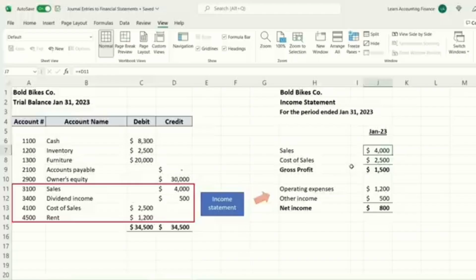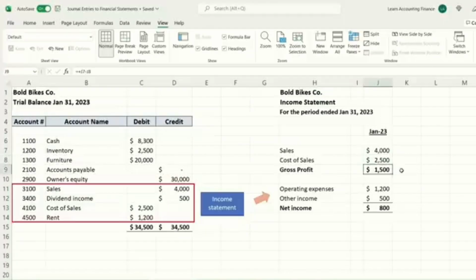So that's the difference between a period report and a point in time report, right? So income statement is a period report, balance sheet is a point in time report. So we can see in this example, we had sales of $4,000. We also recorded cost of sales of $2,500. That makes our gross profit of $1,500.